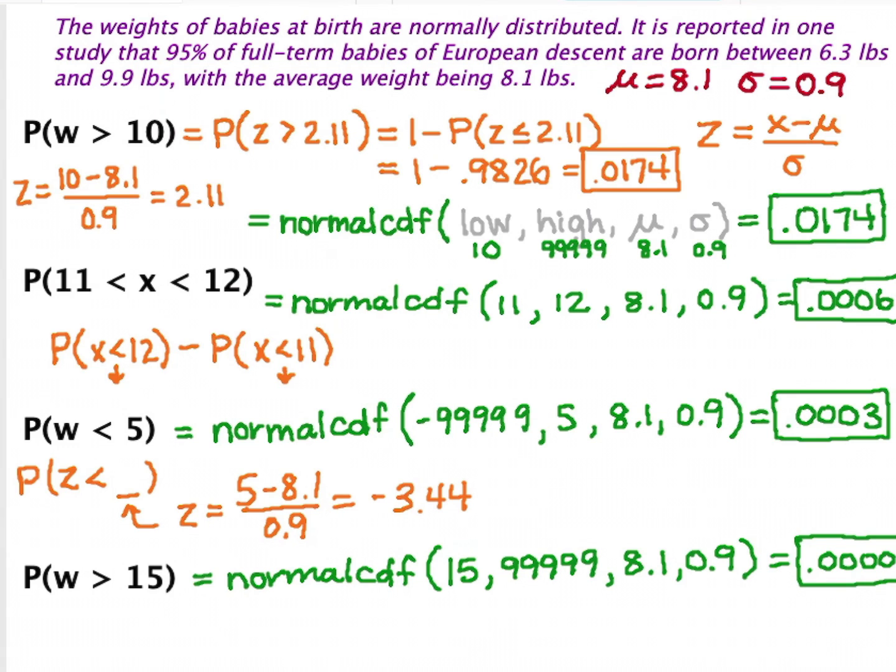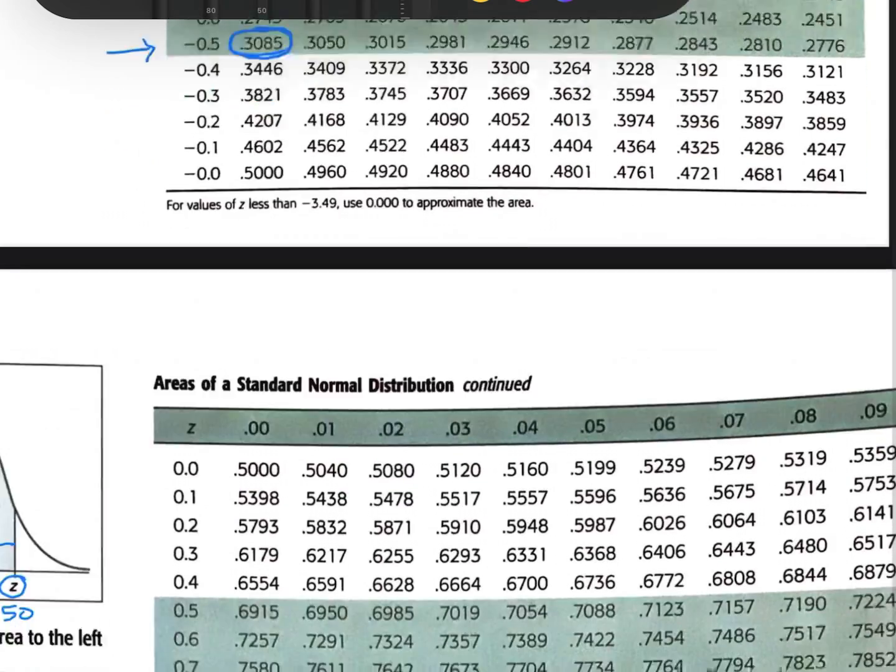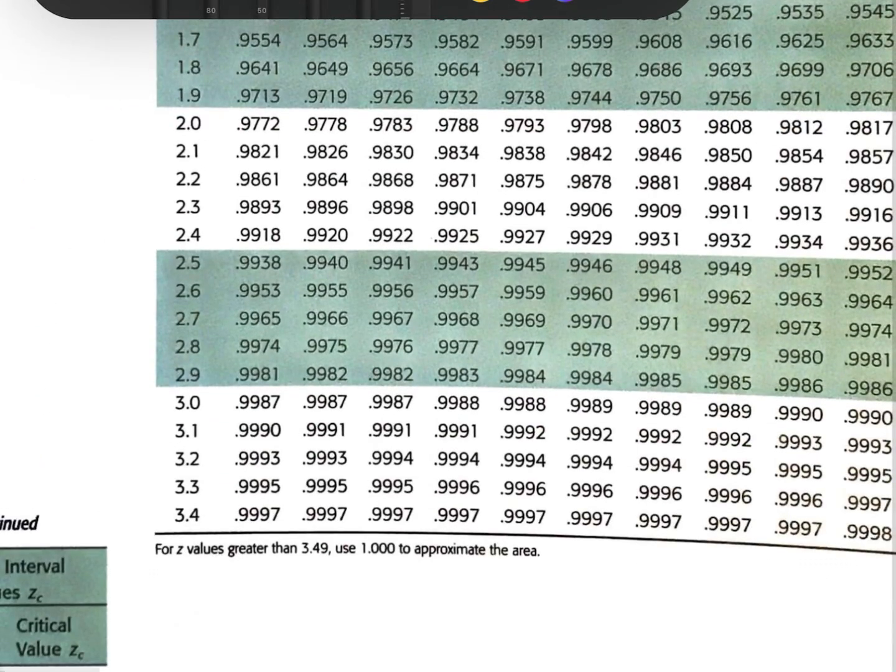I do want to show you what happens when you do the z-score version of that. How big of a baby is this? Yeah, that's a massive baby. 7.67 standard deviations above average. And where can we find that number on the table? 7.67. And look at this, our table maxes out at 3.49 actually. For z values greater than 3.49, use 100%, 1.000 to approximate the area.